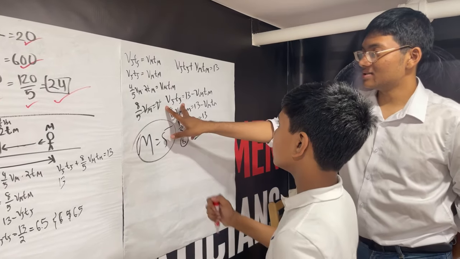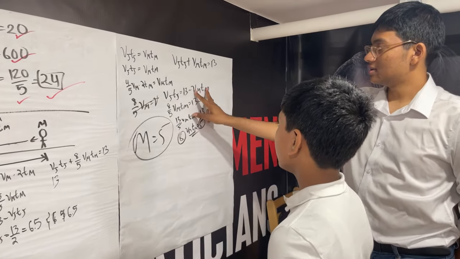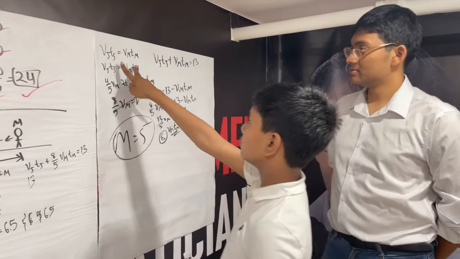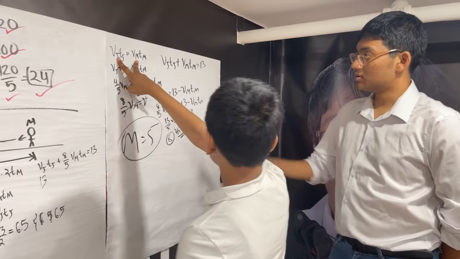Let's look at this. VMTM, VJTJ. Yeah. The amount of distance traveled by Jake is the amount of distance traveled by Melon. They add up to 13. How do you know this? That's wrong. Okay.